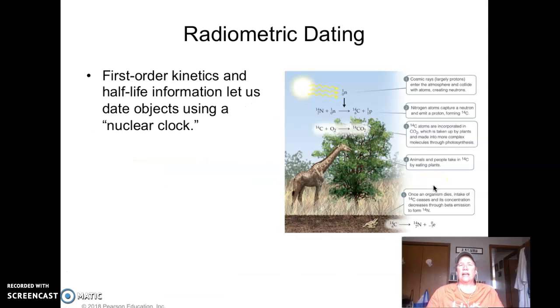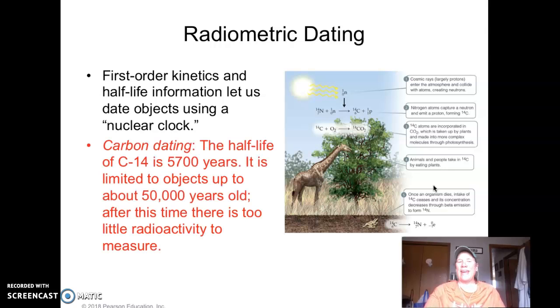Okay. And again, like I was talking about, they use radiometric dating. The first order kinetics, the half-life information that you'll see, is what they call a nuclear clock. It goes through it there with Mr. Giraffe, and when he dies and then his skeleton, they can figure out the age of things by using carbon 14. The half-life of carbon 14 is 5,700 years, so it's limited to objects that are about 50,000 years old because of that long half-life.